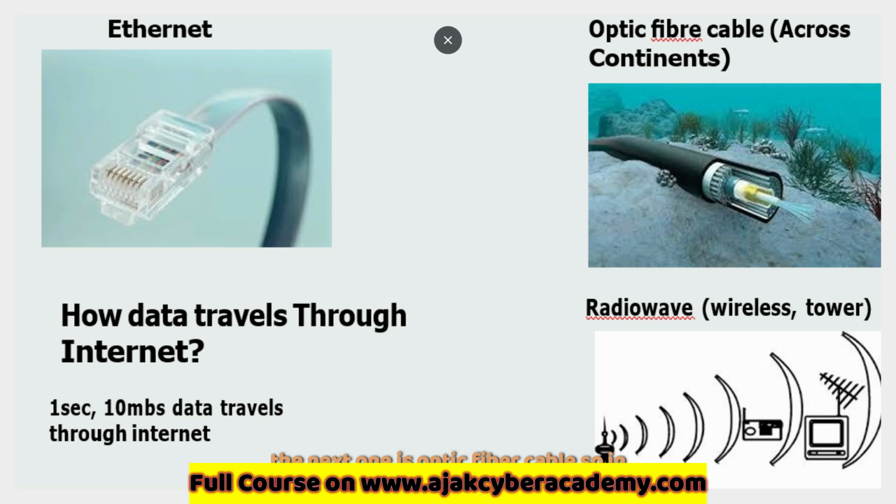The next one is optic fiber cable. In order to communicate from one continent to another, we use this huge optic fiber cable, which is laid under the ocean all around the world. An alternative to this is the satellite, and the final one is radio wave wireless, which is your local tower, your local ISP provider. This is how data generally travels through the internet, guys.